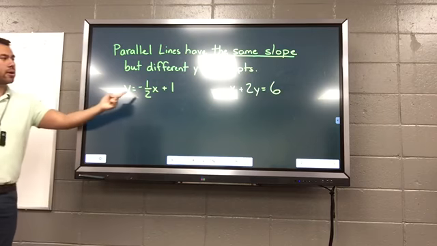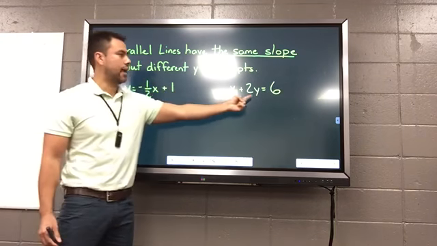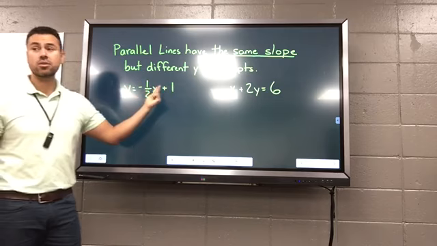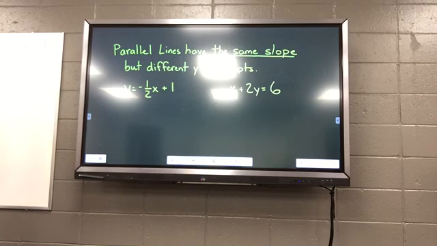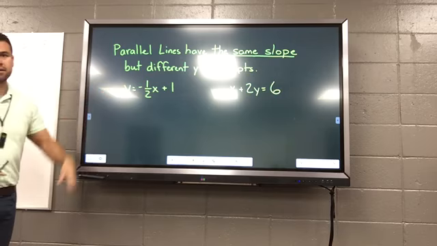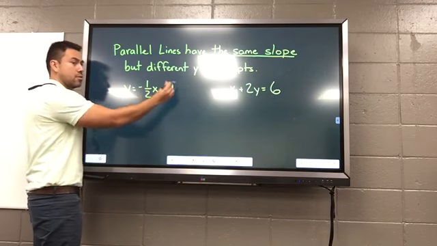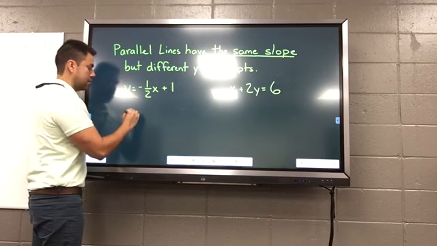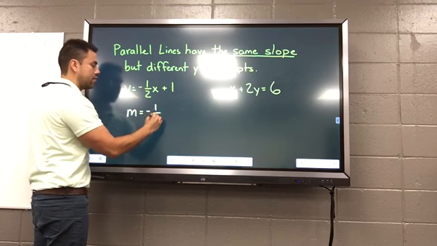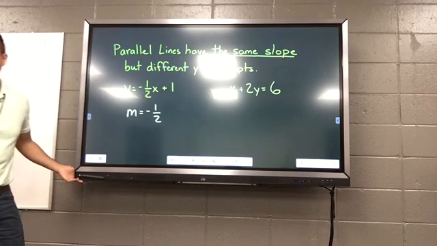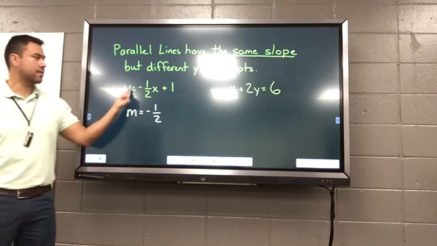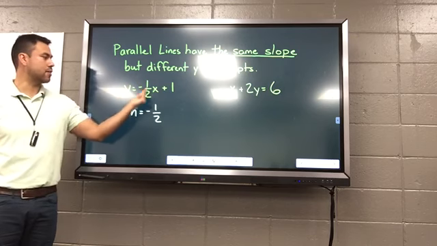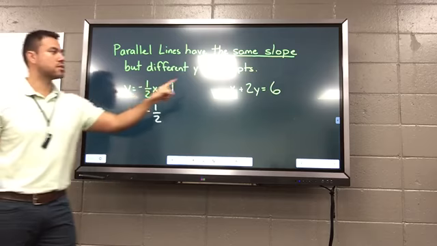Okay, write these two equations down, and we're going to answer the question: are these two lines parallel? Well, what's the slope of the first line? Okay, the slope of this line is negative 1/2. How do you know so quickly that it was negative 1/2? Yes, y equals mx plus b. What's m? Negative 1/2. That's our slope. Great. What's the slope of this line?